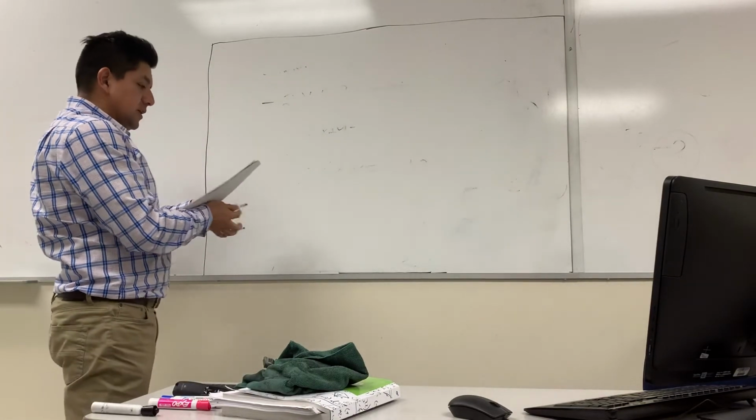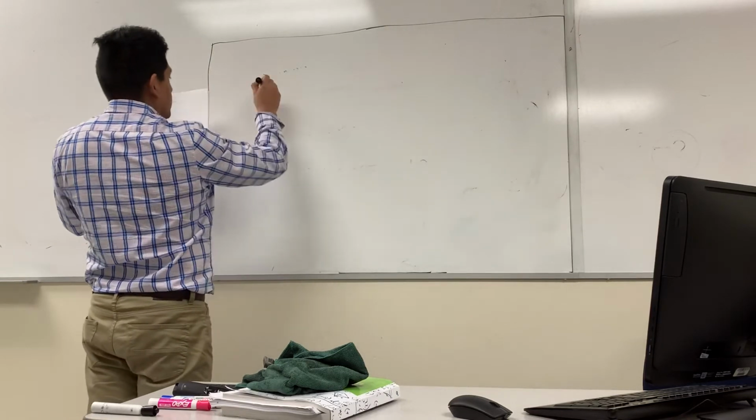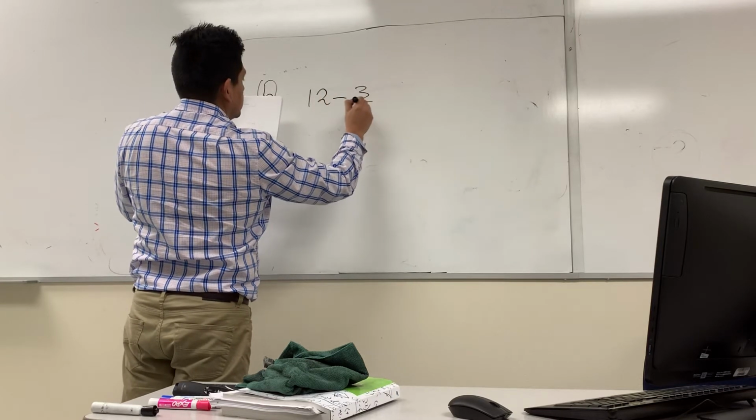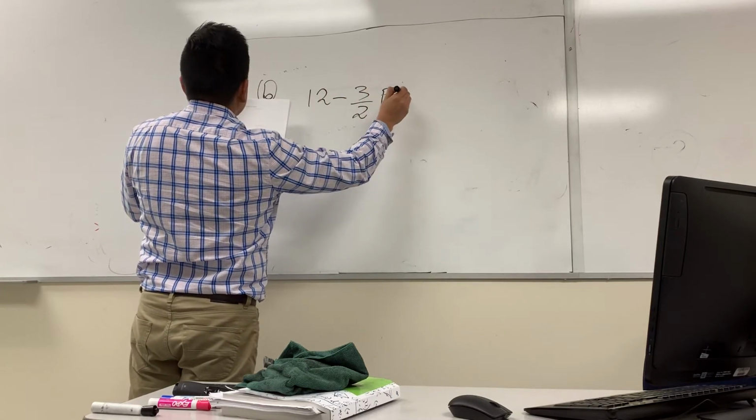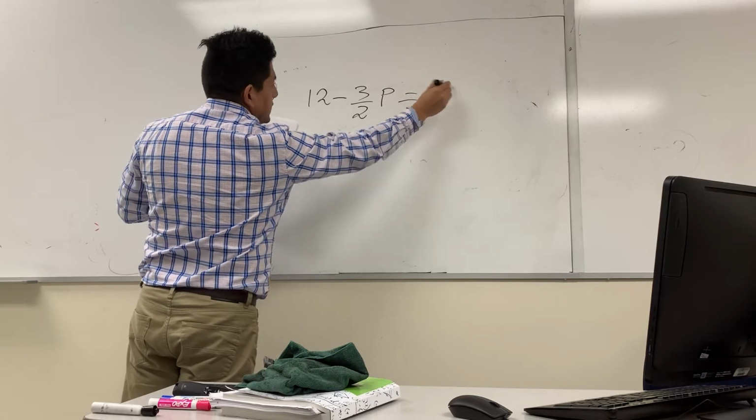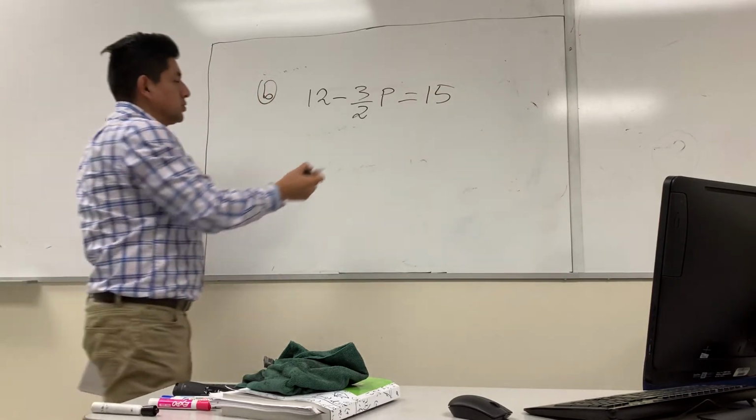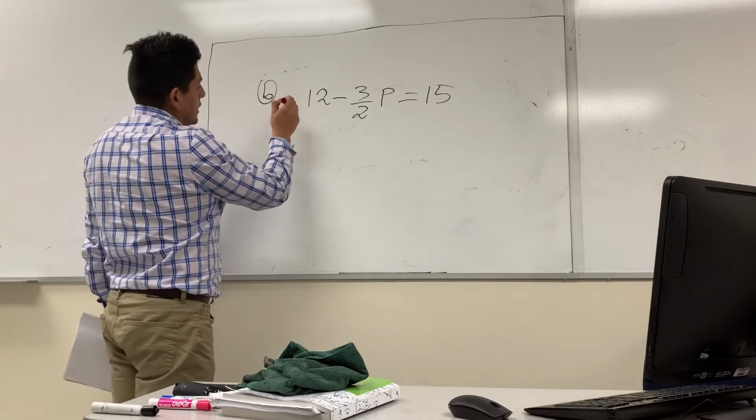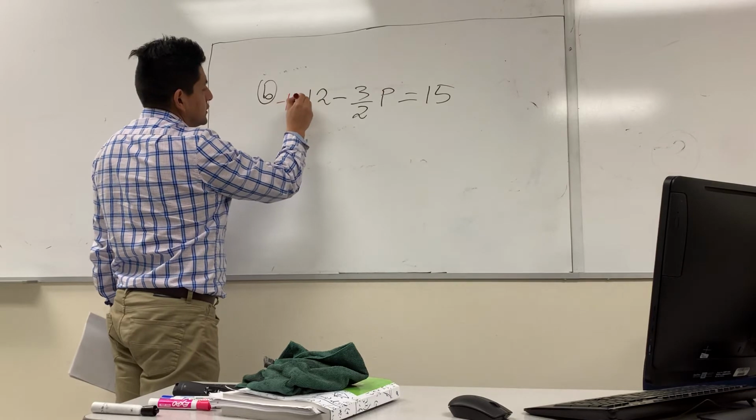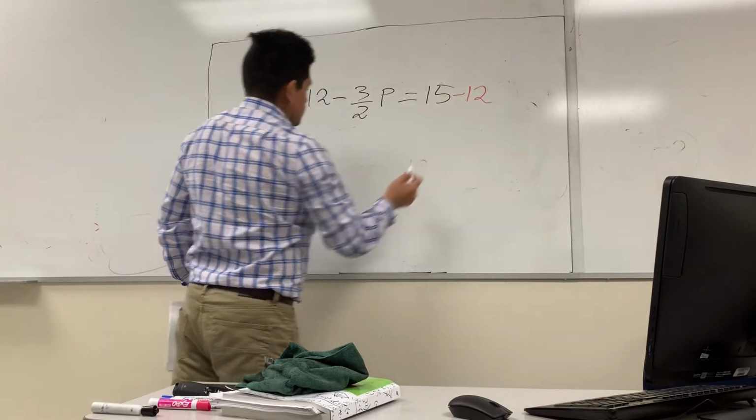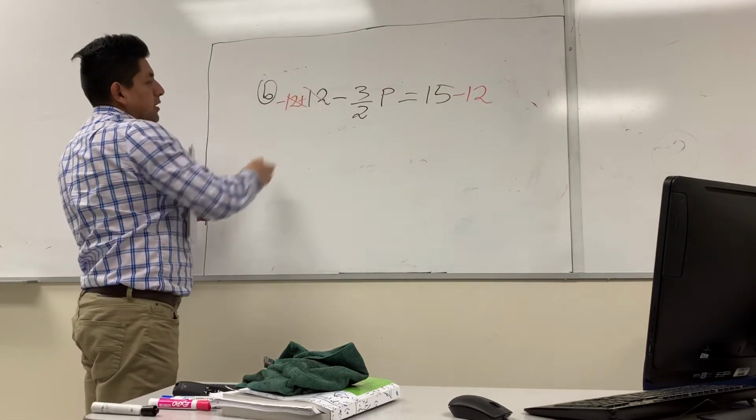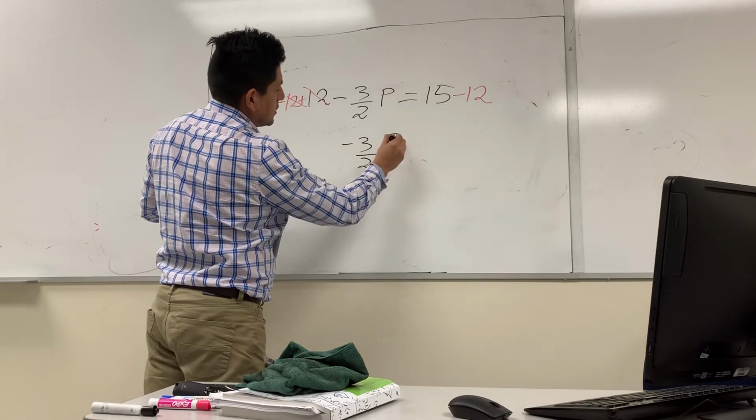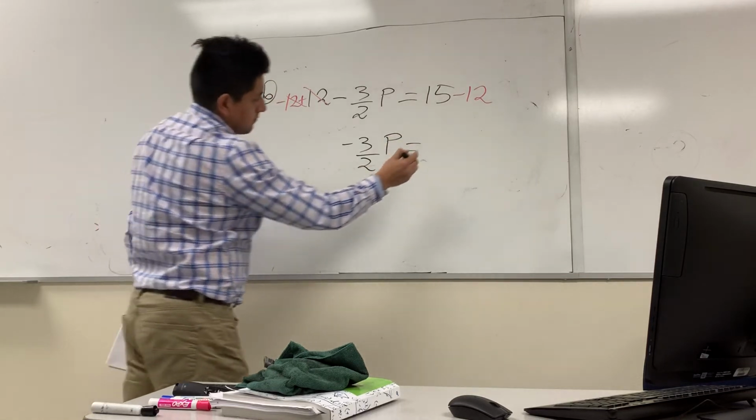Okay, so that was A. Now for problem B, we have 12 minus 3 over 2 times P equals 15. So the goal is to isolate P. So let me get rid of the 12. I can go minus 12 to each side. They cancel out. I'm left with negative 3 over 2 P, which is equal to 3.